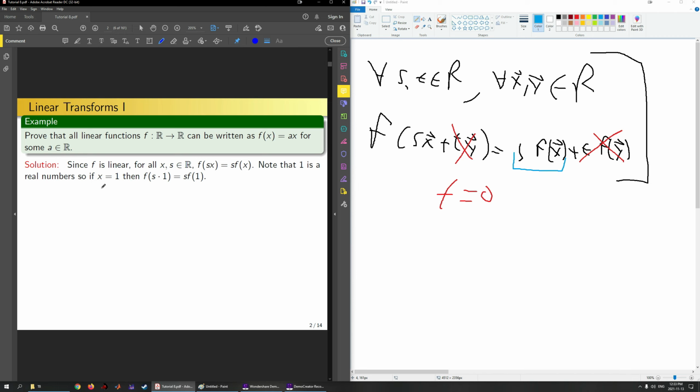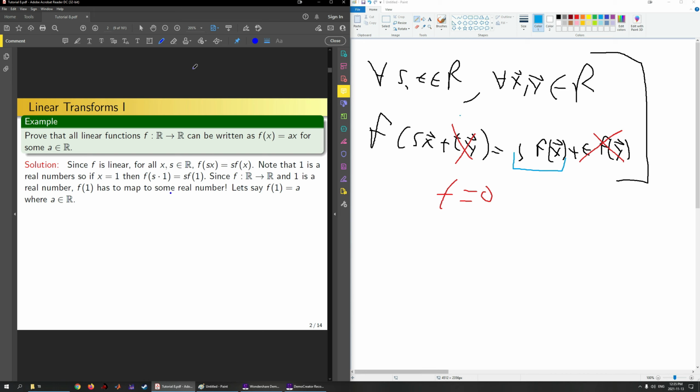So I could simply say let x be equal to 1. And in this situation, this expression here simply becomes f of s times 1 is equal to s times f of 1. Okay, so this kind of begs the question, what is f of 1? Well, since f is a function from R to R, and 1 is a real number, f of 1 just has to be an element of this thing here, so f of 1 is some real number. I can give it any name I possibly want, so let's just call it a, because I want to get f of x to look like a times x, so a is a good name here.